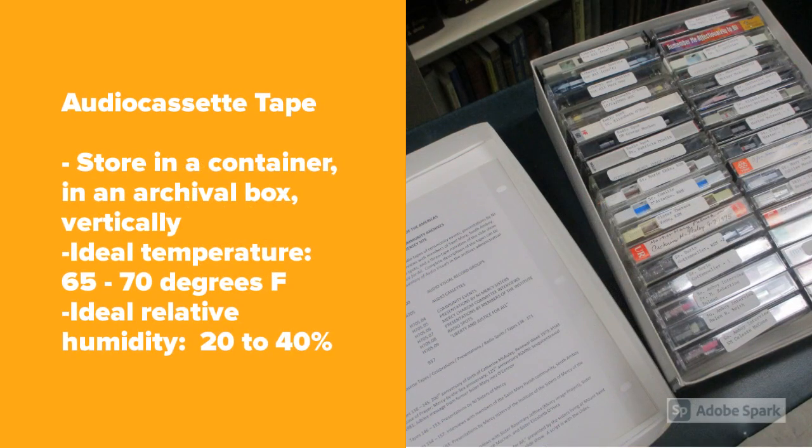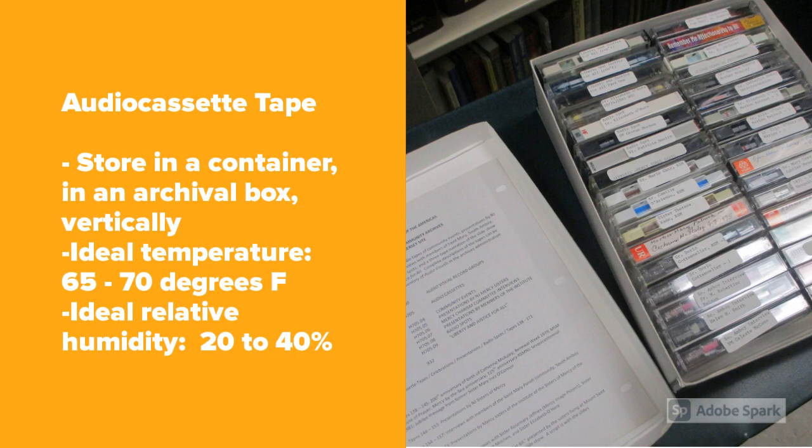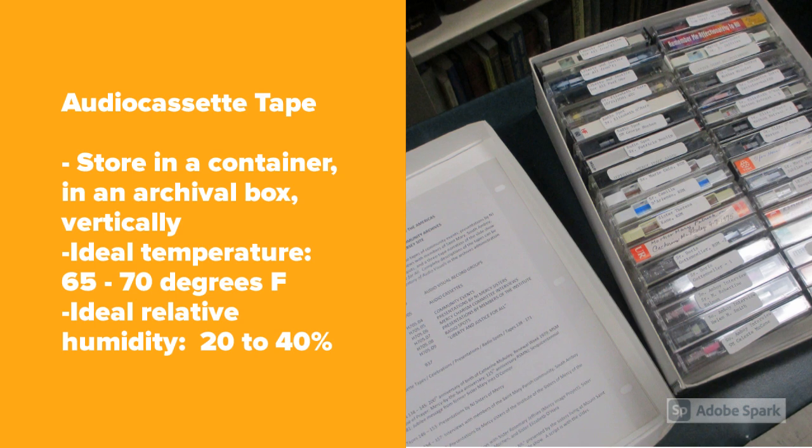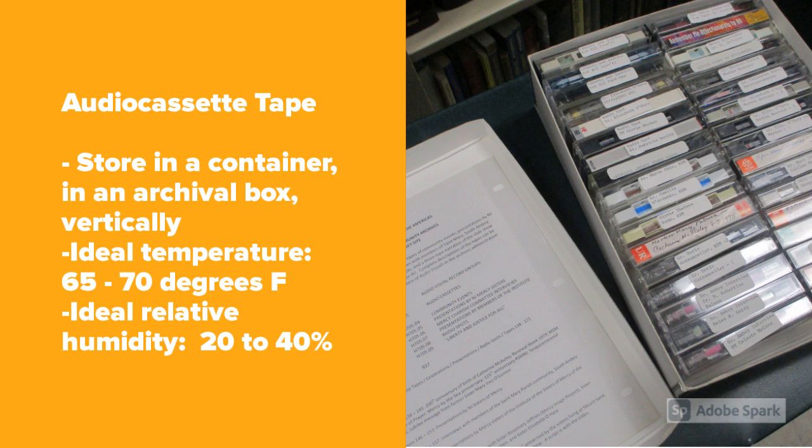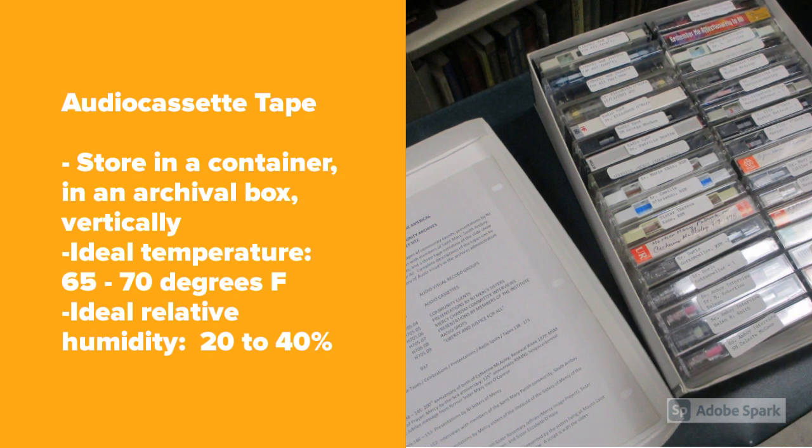So how do you store audio cassettes? You want to keep them in an archival box so they are away from dust, dirt, sunlight, and water. You also want to keep them away from strong magnetic fields to avoid information loss. Also, it's advisable to store them so that they are sitting vertically. Anything wound on a reel should not lay flat.